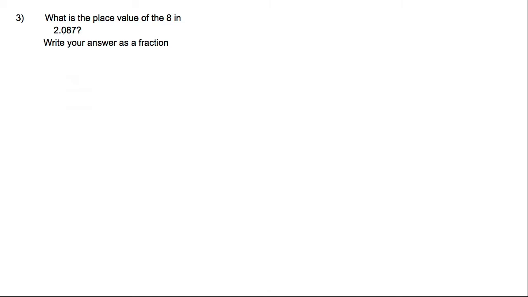For question 3, we have to find the place value of the 8 in 2.087 and write the answer as a fraction. The easiest way to do this is to write the number 8, pop it over 1, go over here and just count the digits until you reach the number 8. There's 2 digits, so it's 2 zeros. Final answer, 8 over 100.